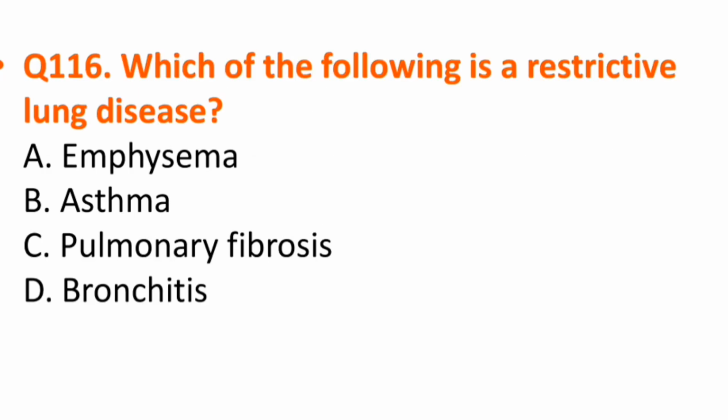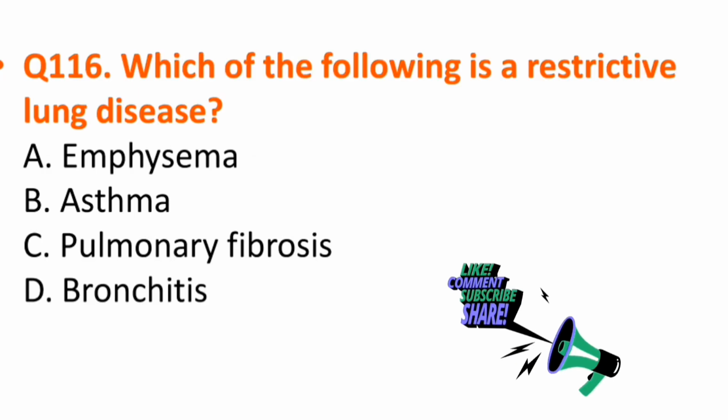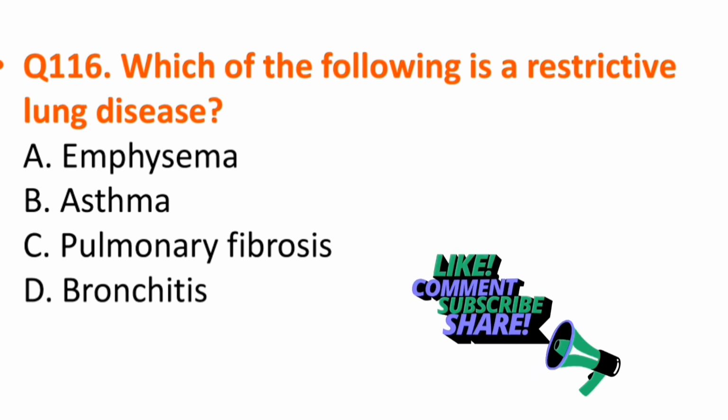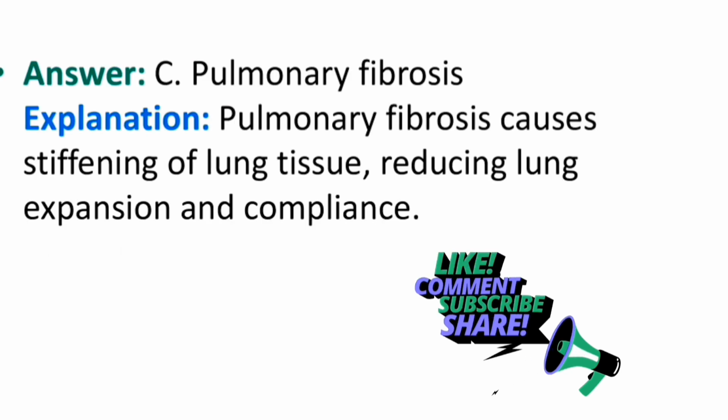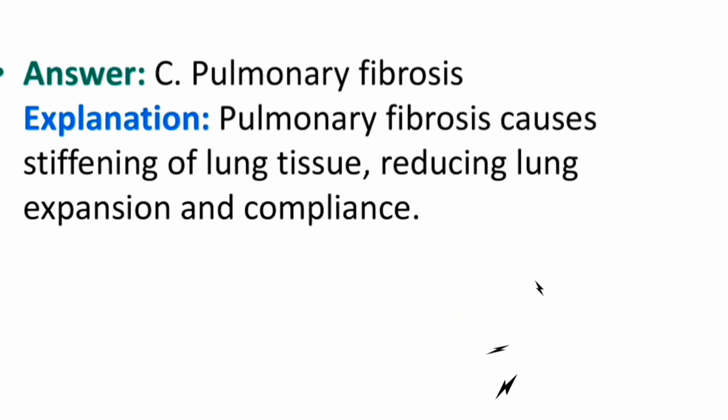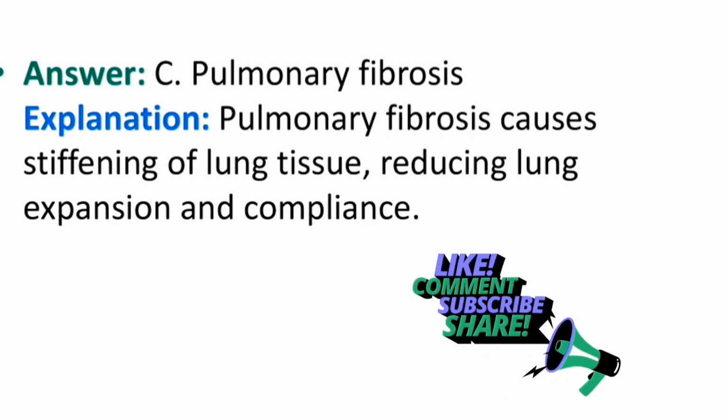Next question. Which of the following is a restrictive lung disease? Option A, emphysema. Option B, asthma. Option C, pulmonary fibrosis. Option D, bronchitis. The correct answer is option C, pulmonary fibrosis. Pulmonary fibrosis causes shifting of lung tissue, reducing lung expansion and compliance.